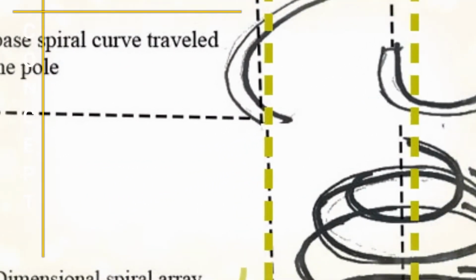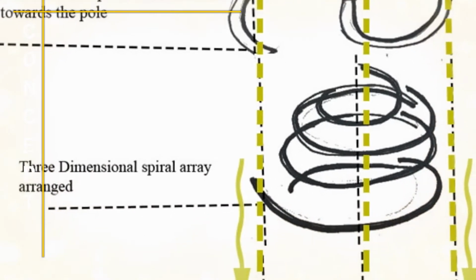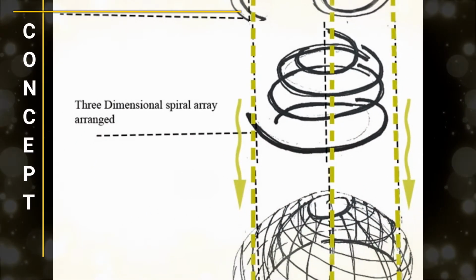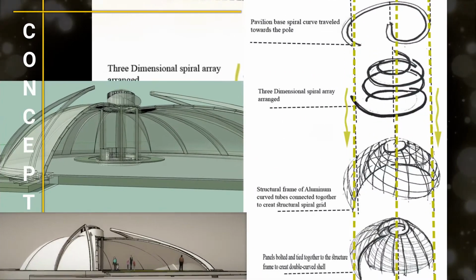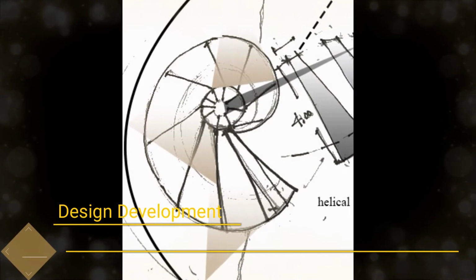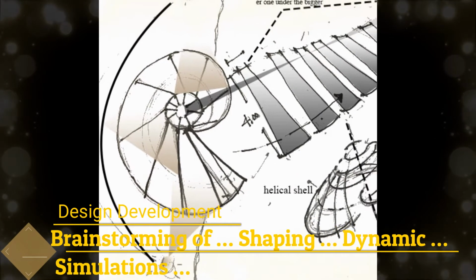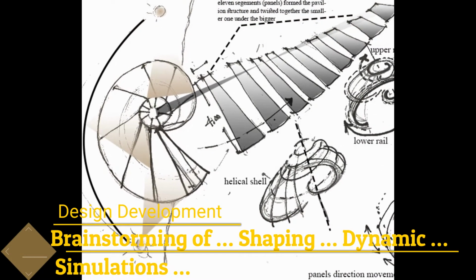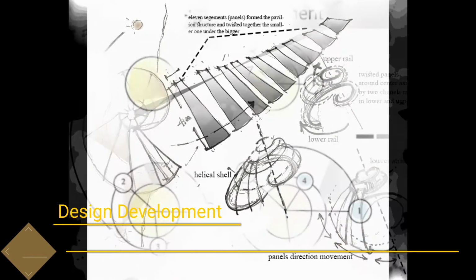A three-dimensional way of thinking to create a more interesting design by tracing the spiral growth of the snail shell. Brainstorming of design development showing the shape dynamic simulation, twisted panels around the center on 2 railing channels in the lower and upper part. The pavilion project is created from 13 segments which turn under each other.